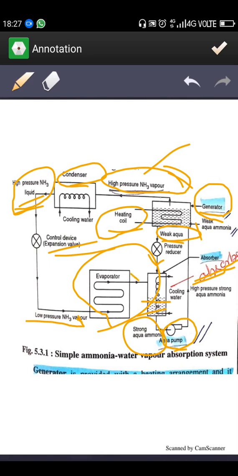And these vapors we are again passing to the absorber, and at absorber this ammonia vapor mixes with this weak aqua ammonia solution, and we are getting this strong aqua ammonia solution. This strong aqua ammonia solution is again taken by the pump, and pump again increases its pressure to the generator pressure. Again we are heating it to remove the high pressure NH3 vapor, and we are sending this NH3 vapor to the condenser here, and again this cycle continues.